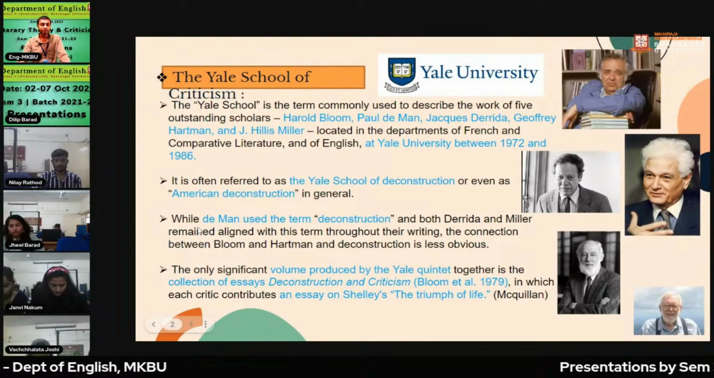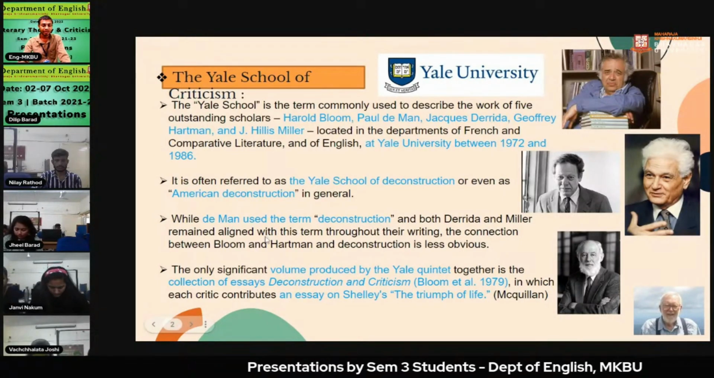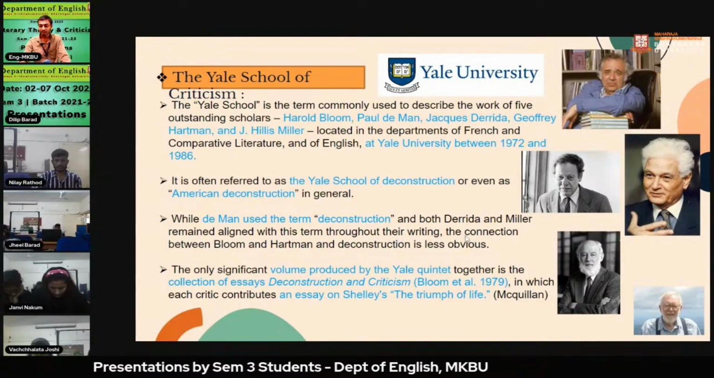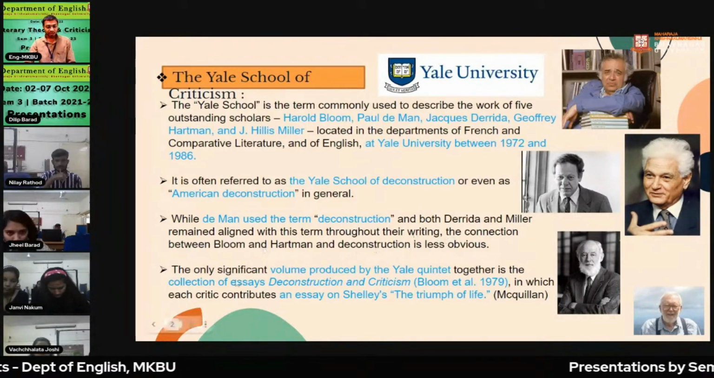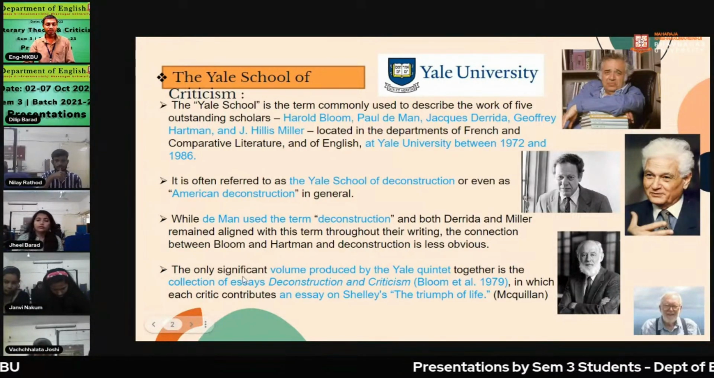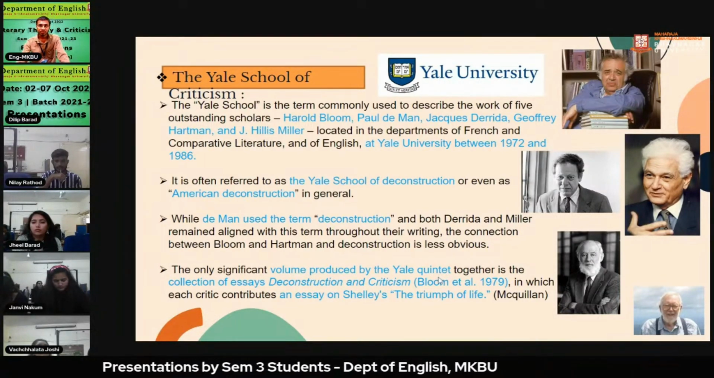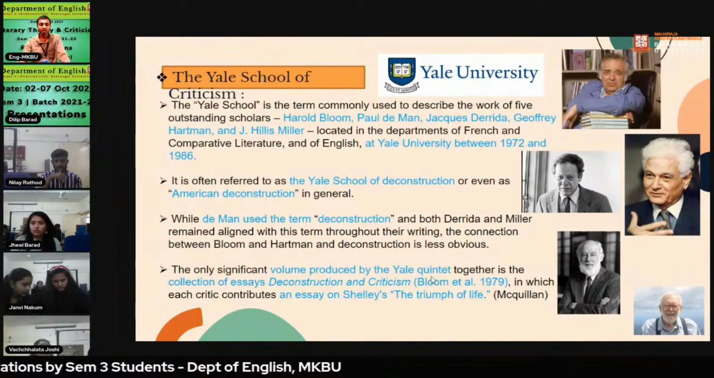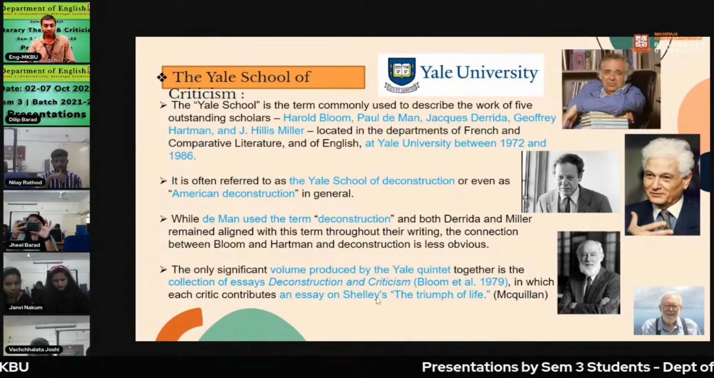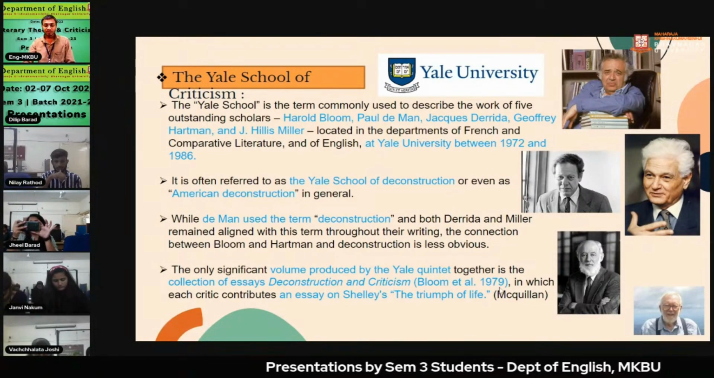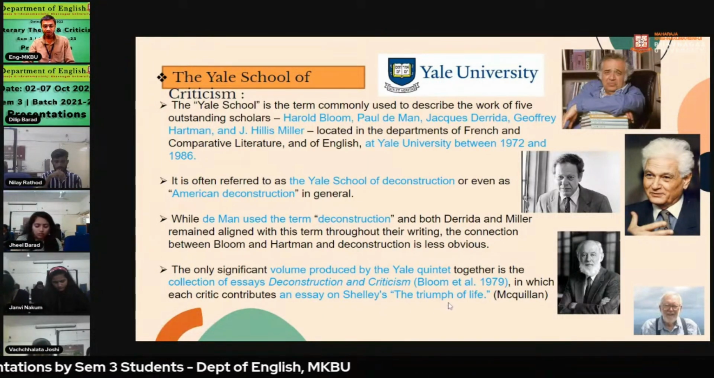And the third point is while de Man used the term deconstruction, and both Derrida and Miller remained aligned with this term throughout the writing, the connection between Bloom and Hartman and deconstruction is less obvious here. So the fourth, last one is here, that the only significant volume produced by the Yale Quintet. So quintet means the group of five people. Together is the collection of essays, Deconstruction and Criticism, published in 1979, in which each critic contributes an essay on Shelley's The Triumph of Life.